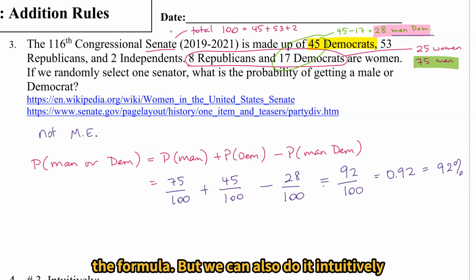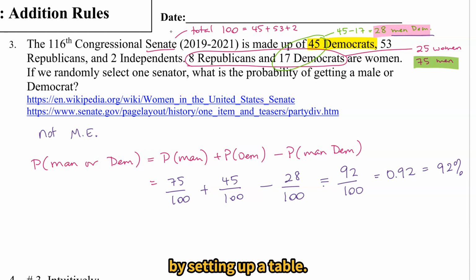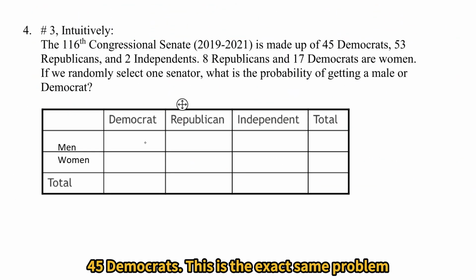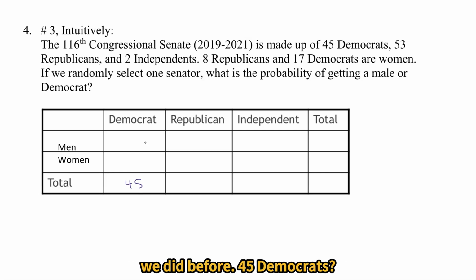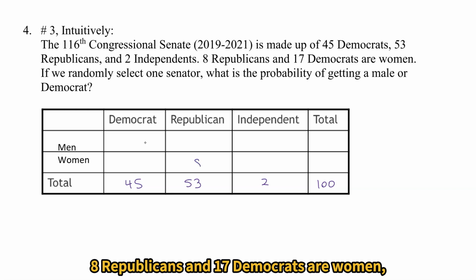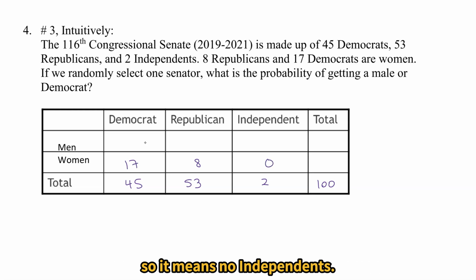But we can also do it intuitively by setting up a table. So let's look at how to set up the table. Let's organize our information. 45 Democrats. This is the exact same problem we did before. 45 Democrats, 53 Republicans, 2 independents, for a total of 100. 8 Republicans and 17 Democrats are women. So that leaves no independents. Both of the independents are men.